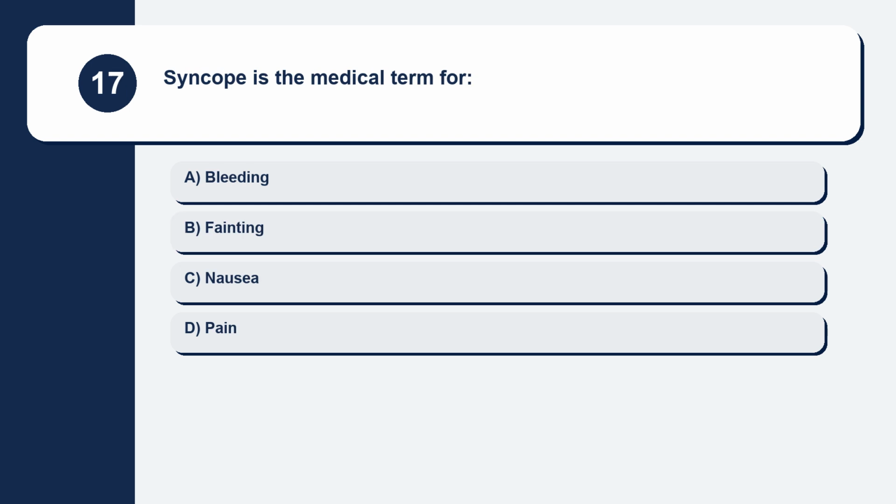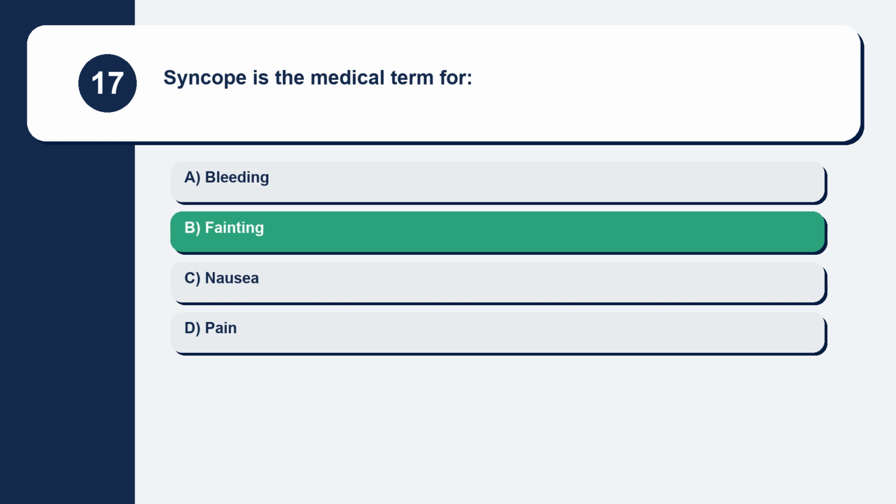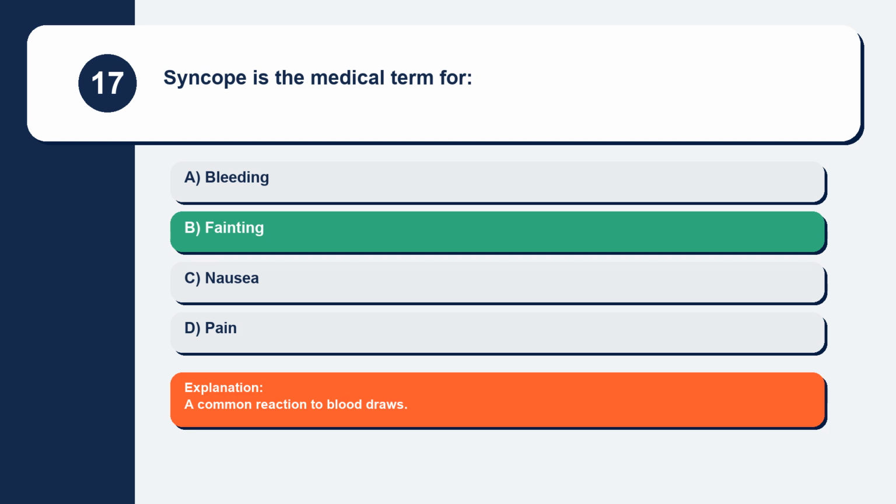Question 17. Syncope is the medical term for bleeding, fainting, nausea, pain. A common reaction to blood draws.